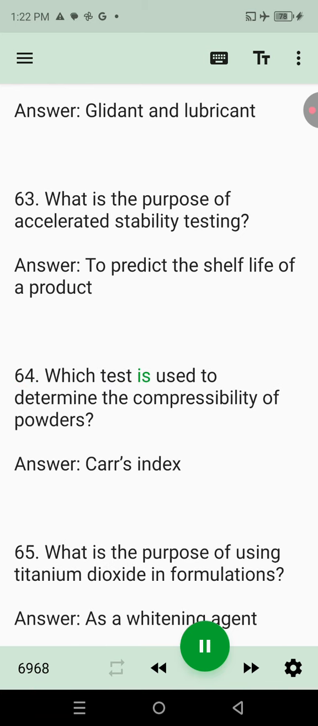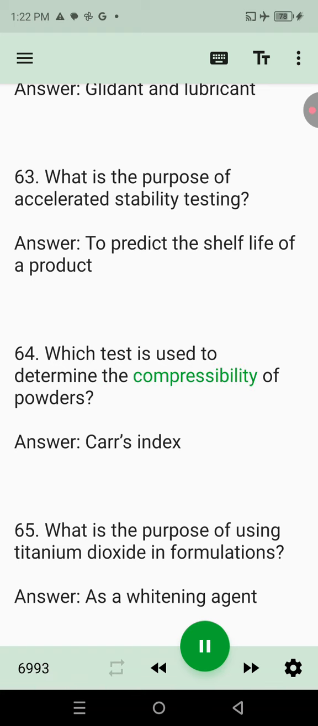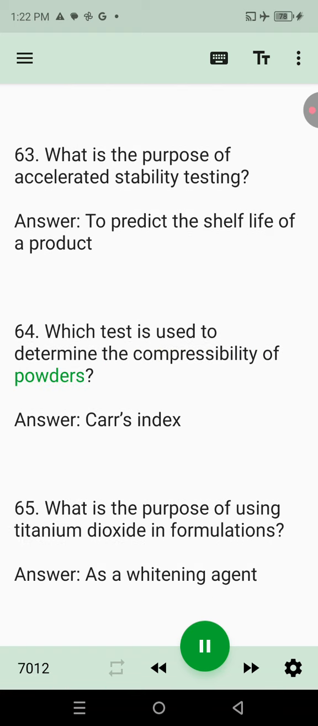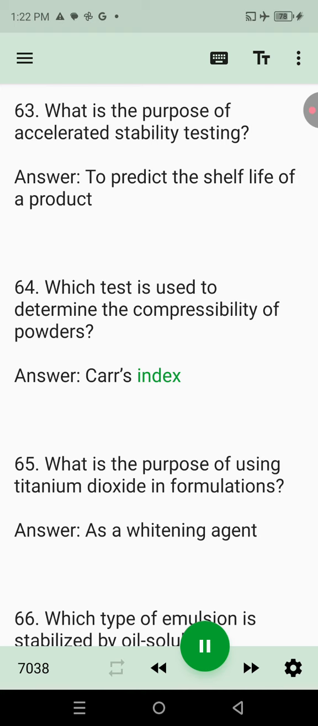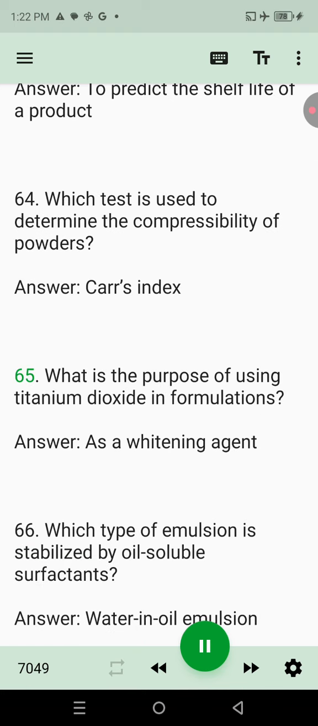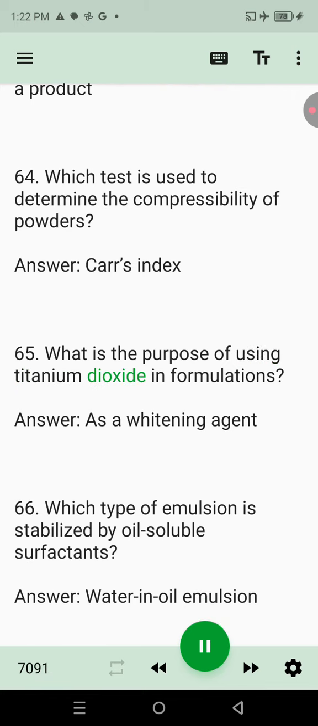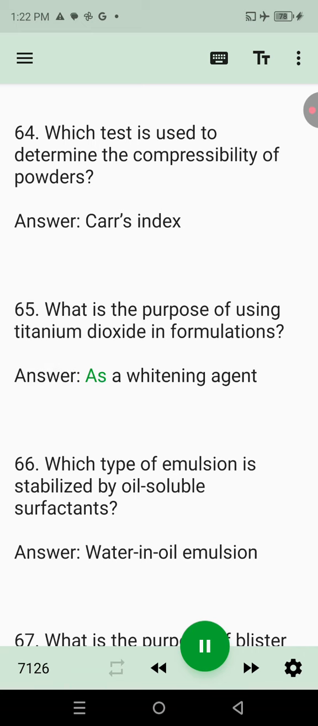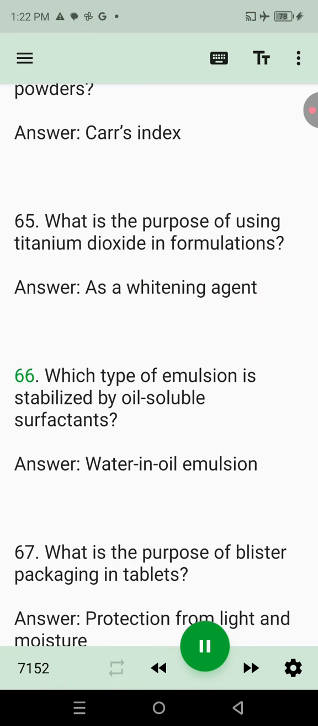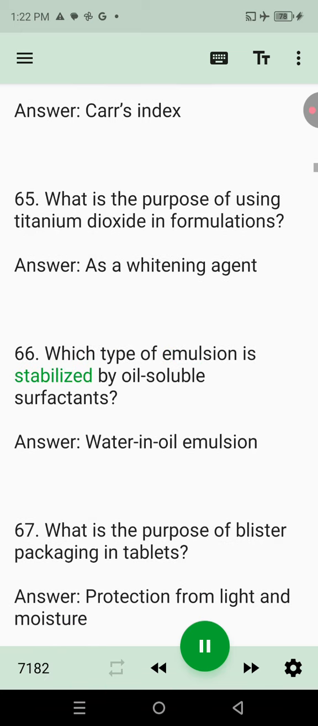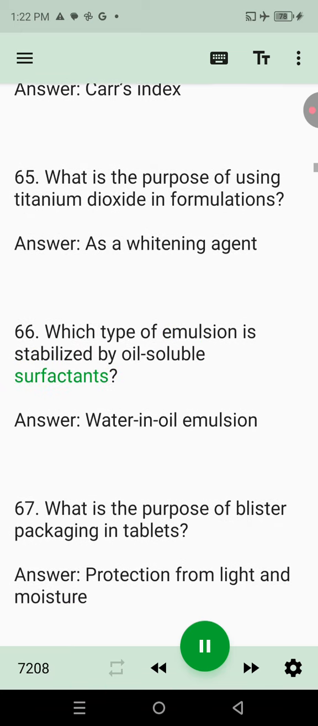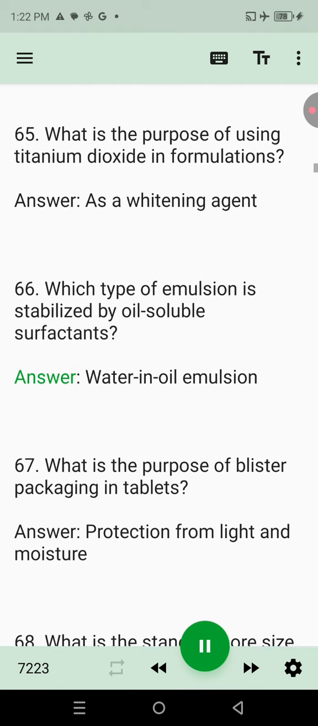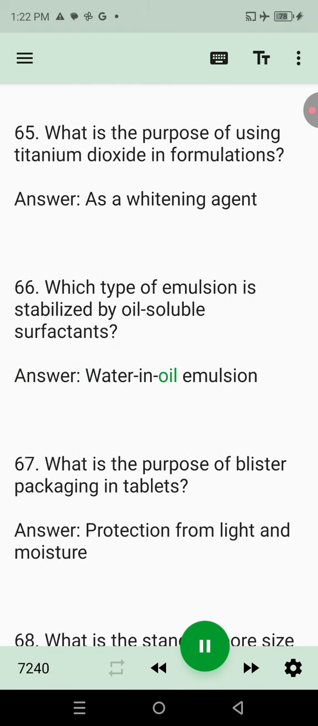64. Which test is used to determine the compressibility of powders? Answer: Carr's index. 65. What is the purpose of using titanium dioxide in formulations? Answer: as a whitening agent. 66. Which type of emulsion is stabilized by oil-soluble surfactants? Answer: water in oil emulsion.